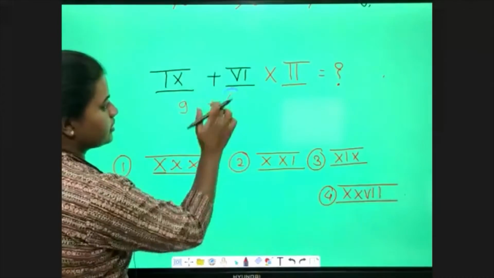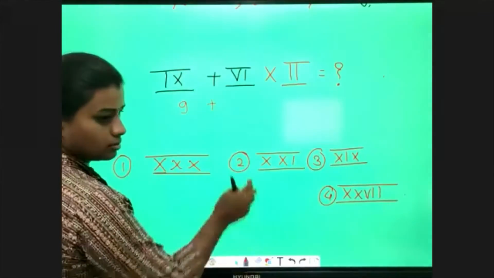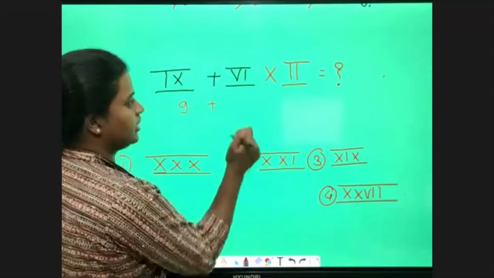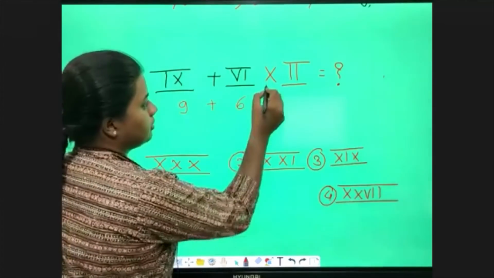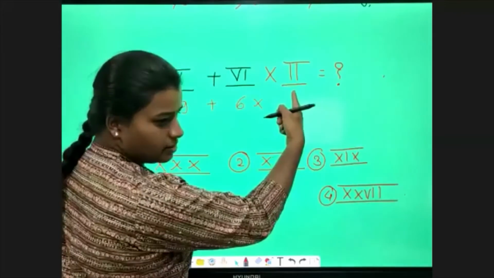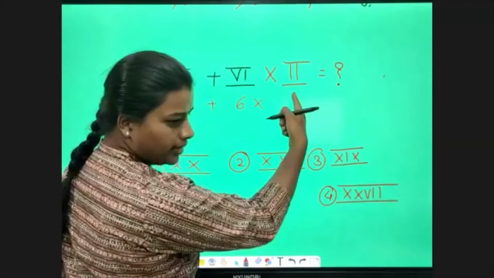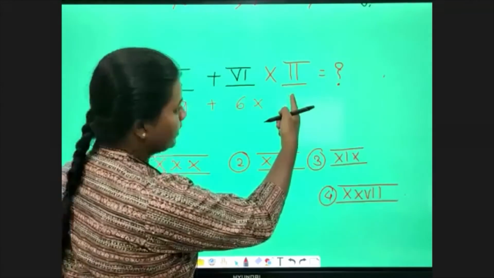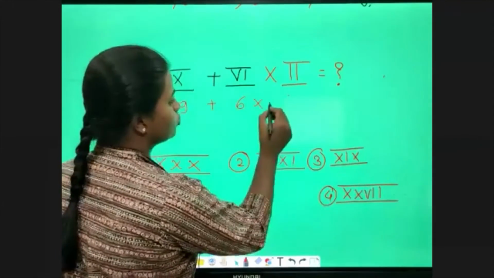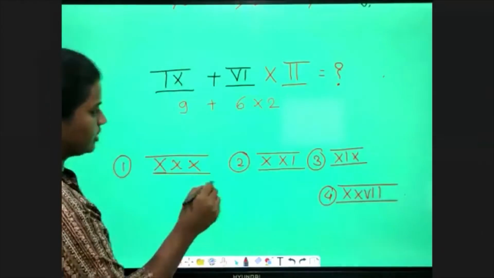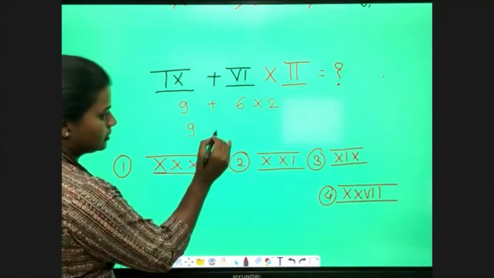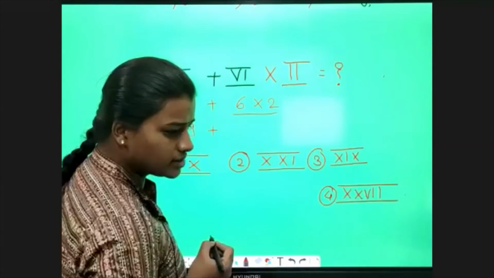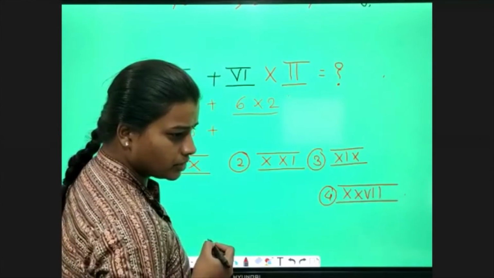9 plus. What is this number? Ma'am, Pari, 6. Yes, 6. Multiplication. What is this number? 2. Pari, 2. Be fast. Last number in international numerals: 2. Now, see, 9 plus 6 twos. What is 6 twos? 12.